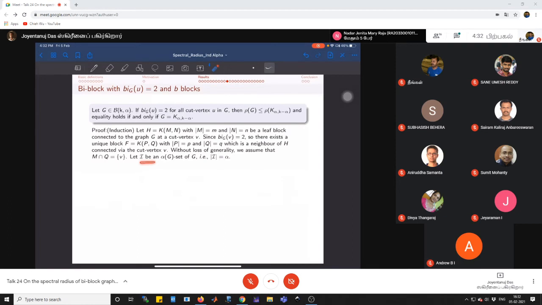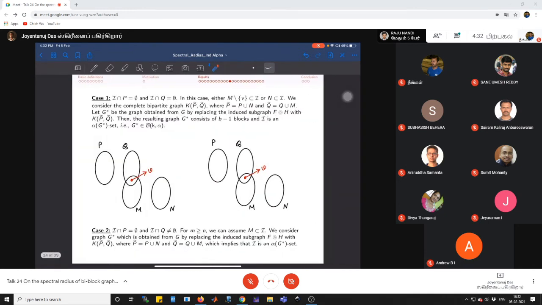Let I be the independent set of G with cardinality alpha of G. So here also we will consider cases to complete the proof. Okay. So the first case is that I intersection P is empty and I intersection Q is also empty. So in either case, M belongs to I or N belongs to I.